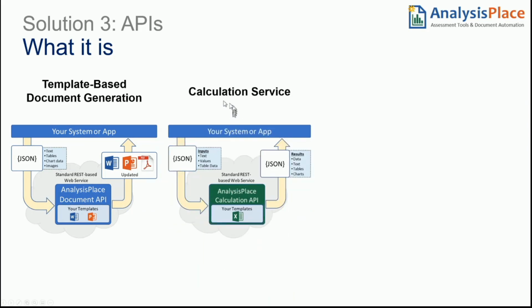And then there's a second one, which is a calculation service. So again, your system or app submits data in the form of JSON. It uses an Excel template, and the template can be extensive, so there can be extensive logic within the Excel-based template. It performs calculations and creates graphs. It then returns the calculated data, text, tables, and charts back to your system to be used elsewhere.